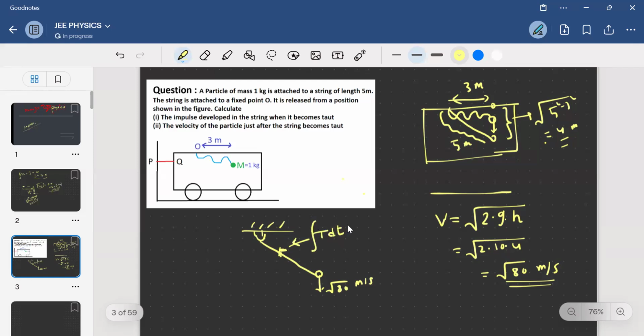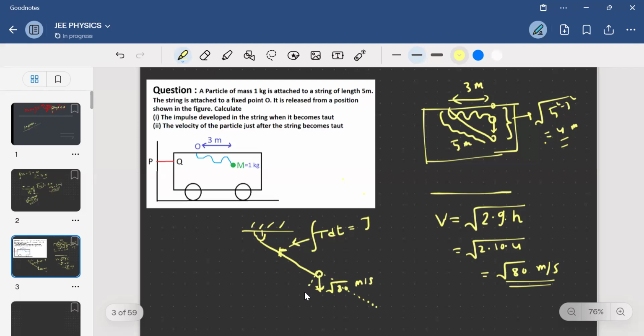The impulse developed is the integration of T dt. It is J. So what will it do? It will consume the impulse along the direction of the string. So if this particle is right now having the downward velocity of root 80 meter per second, we can resolve this velocity in two components.